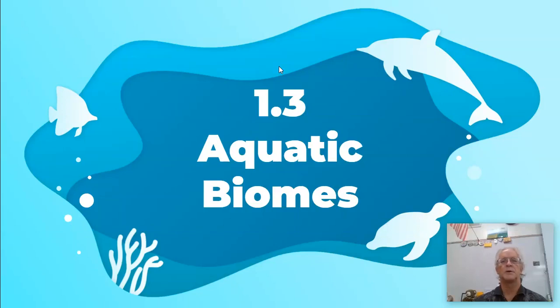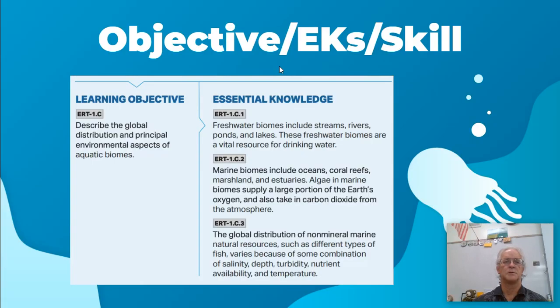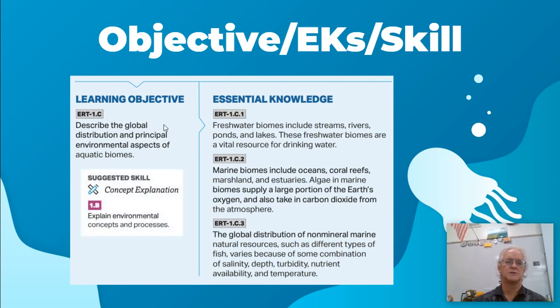Hello, this is Dr. E, and I'm going to be talking about section 1.3 on aquatic biomes. The learning objective here is to describe the global distribution and principal environmental aspects of aquatic biomes, everything from freshwater to marine biomes, and the distribution of these, and the suggested skills to be explained are these concepts and processes.